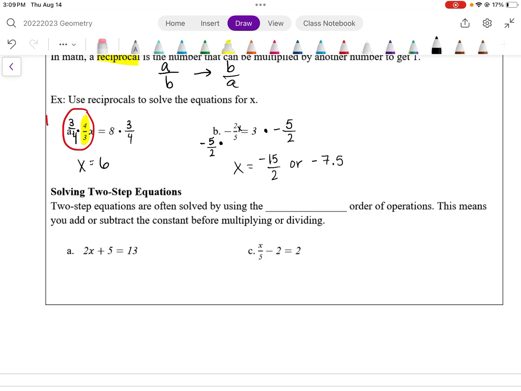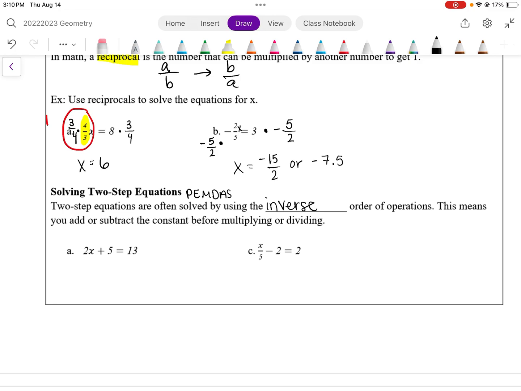Okay. Solving two-step equations. So this time we're going to have 2 things to do. Two-step equations are often solved by using the inverse order of operations. So if you remember PEMDAS, please excuse my dear Aunt Sally. Since we're using inverses, we kind of go backwards. So you want to add or subtract before you multiply or divide.